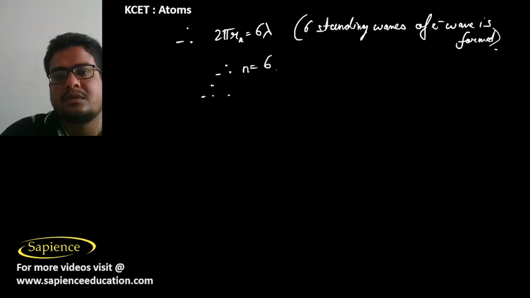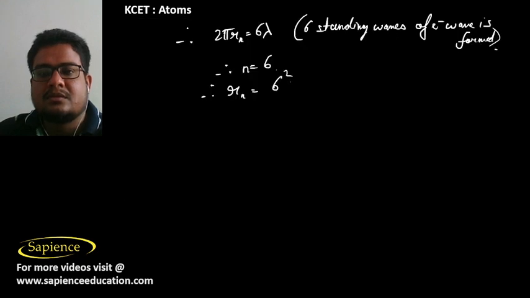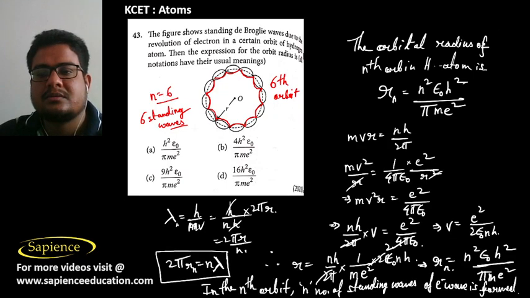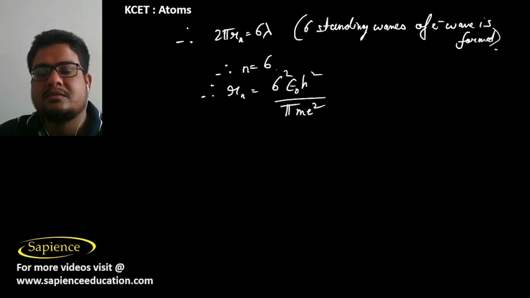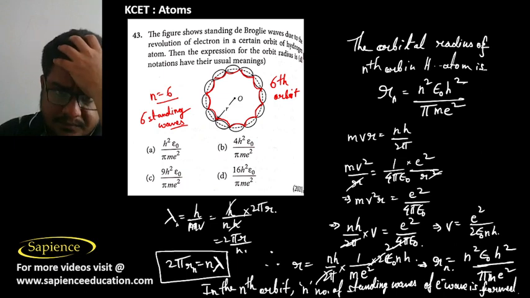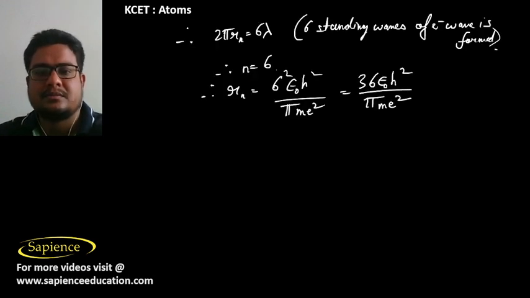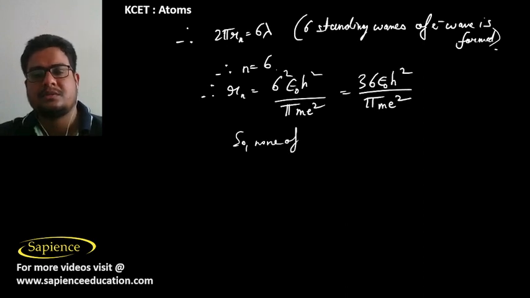So therefore Rn is the radius of the sixth orbit. Radius of the sixth orbit is equal to 6 square epsilon naught h square by pi m e square, so that is 36 epsilon naught h square by pi m e square. So it means that here none of the options are correct.